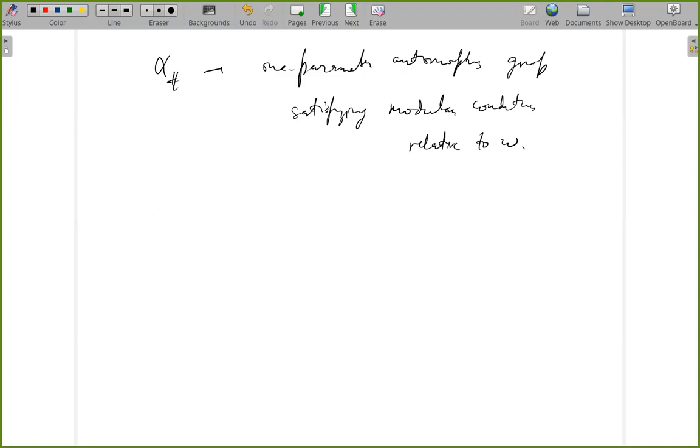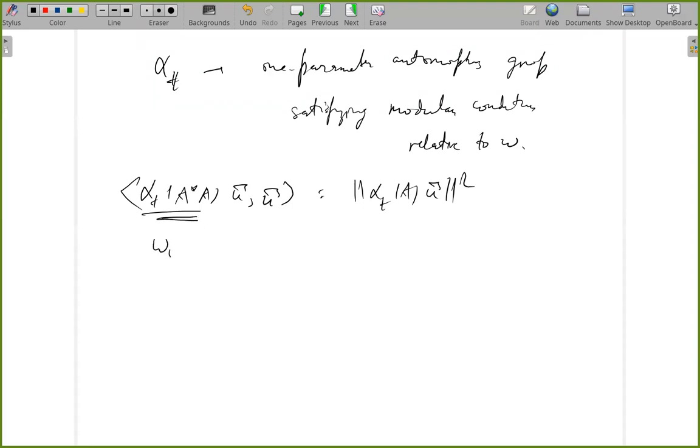Okay. So now alpha_t, so remember this u was that cyclic and separating vector. So you have the inner product of alpha_t(a star a) u with u, which is nothing but the norm of alpha_t(a) u, whole squared. Now this is by definition omega_u of alpha_t of a star a. But we knew that if alpha_t is satisfying the modular condition, then you have omega_u of alpha_t must be the same as omega_u of a star a. So just remember, it was a purely complex analytic proof, sometimes using Schwarz reflection, sometimes using Liouville's theorem. So all you needed was the modular condition, that there was some analytic extension.